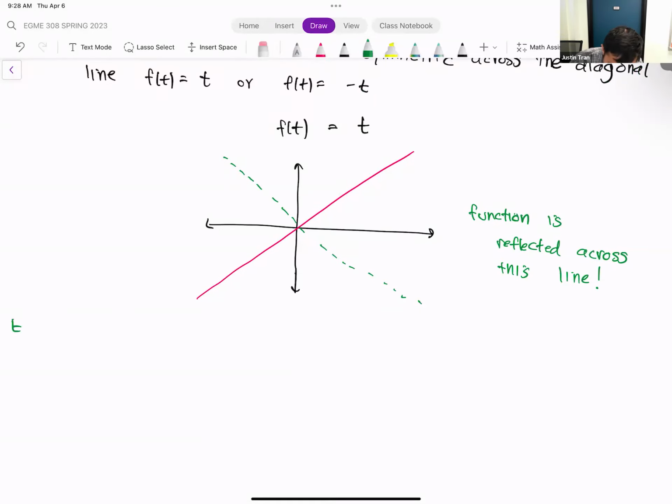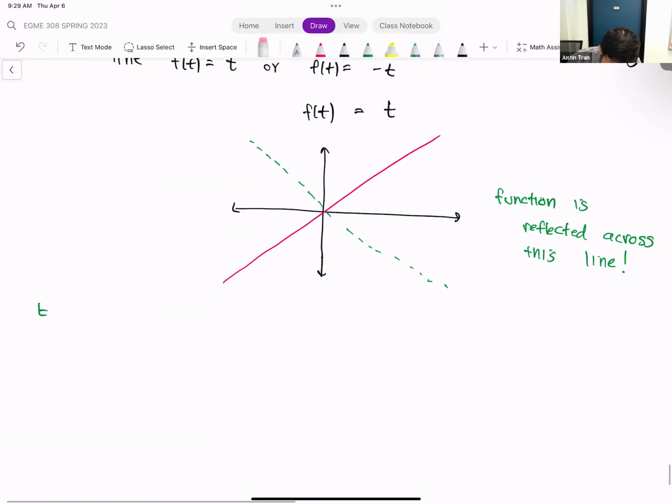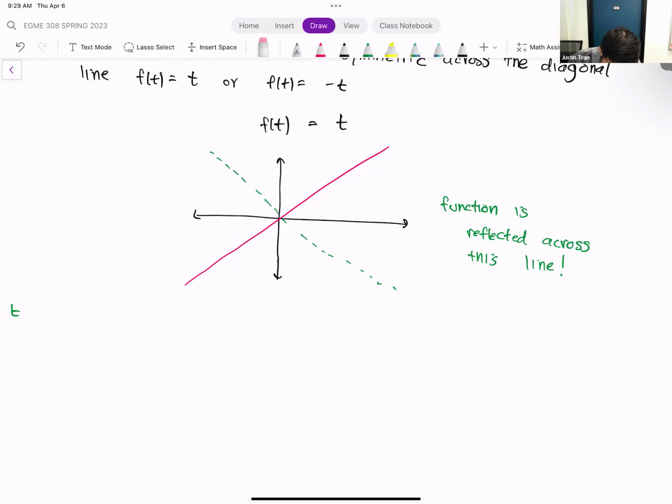Okay, so let's do one last example today. Kind of see this in action. So let's find the Fourier series expansion of f(t) equal to t.